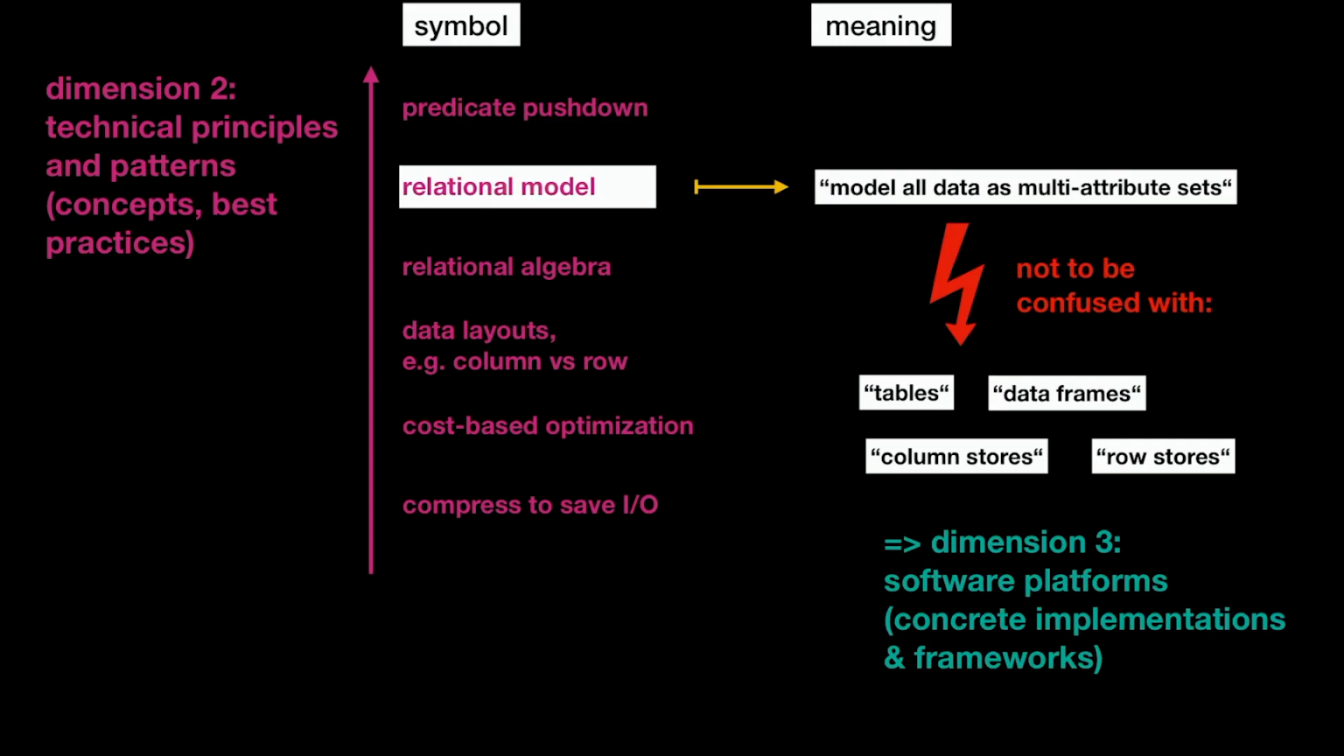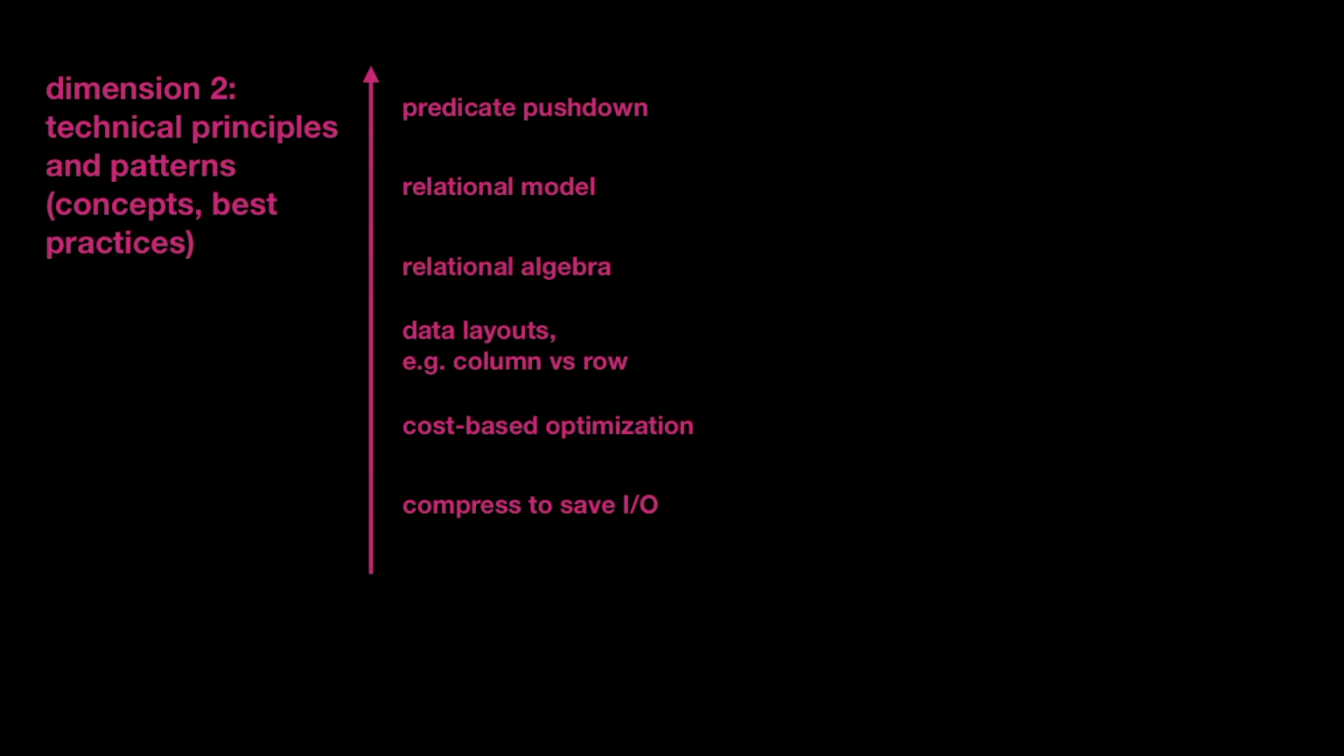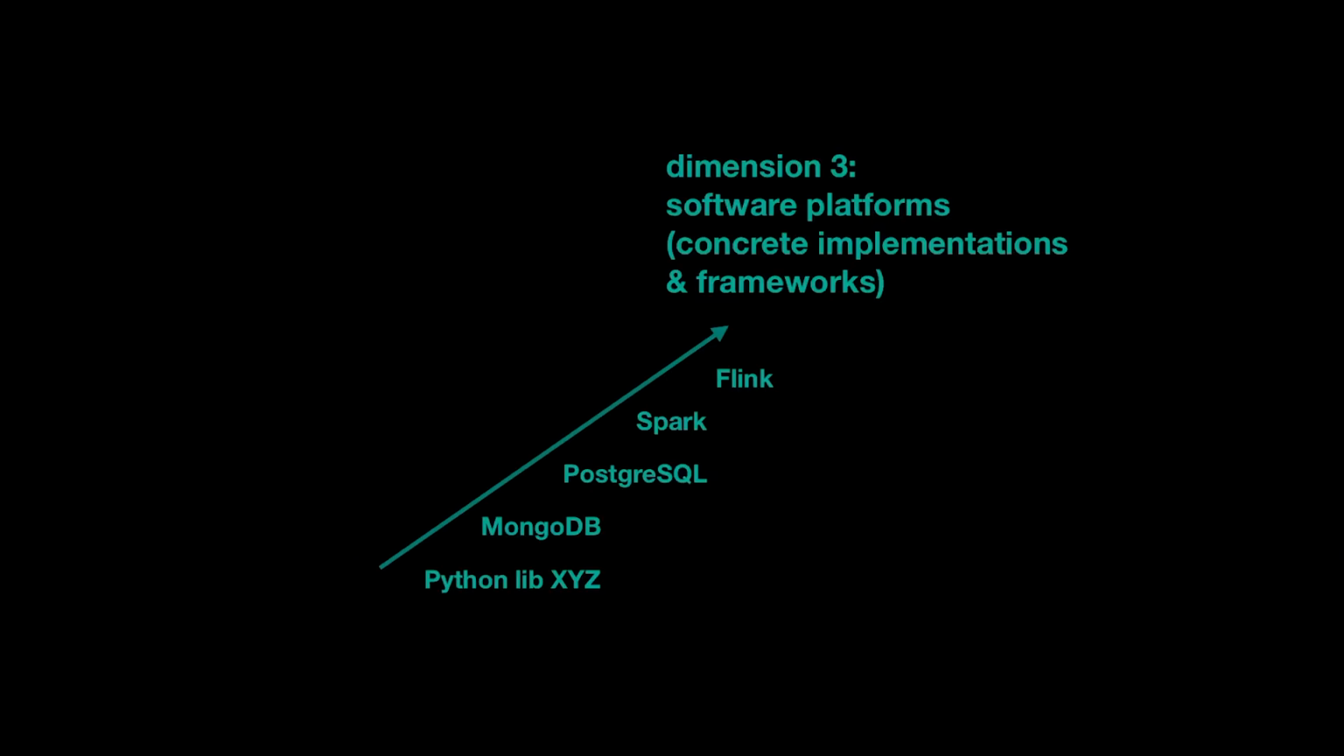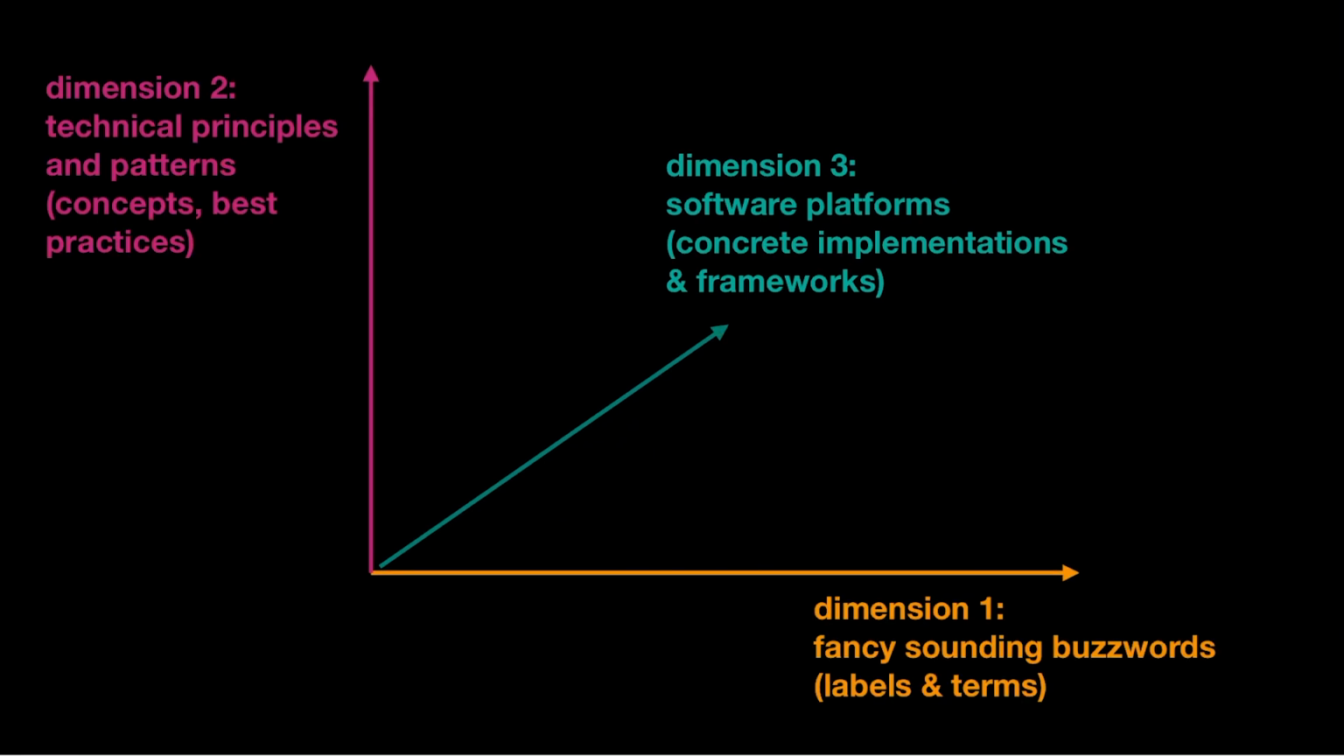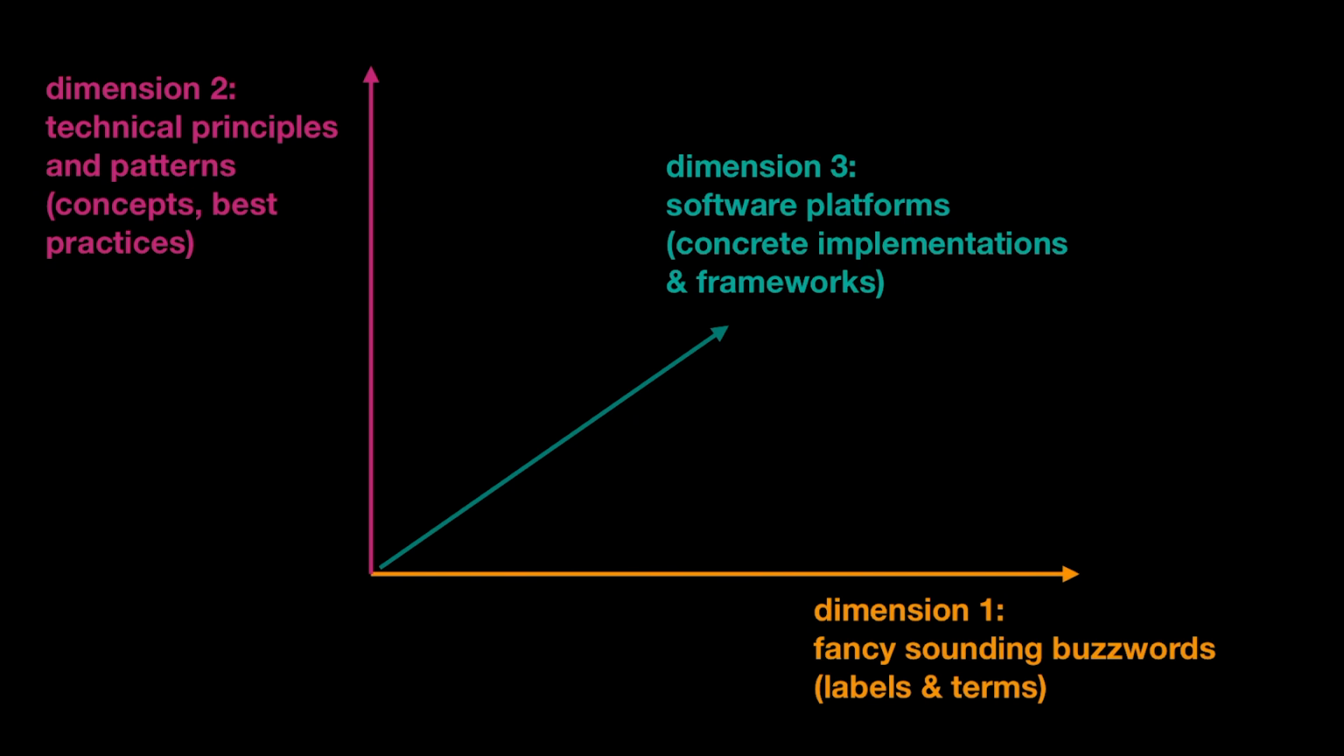Maybe I can skip over a couple of slides here. There's a third dimension, that's software platforms or concrete implementations of frameworks. For instance, PostgreSQL is a concrete database management system. Spark is a concrete implementation of relational algebras, such as Flink. MongoDB is one implementation, one specific technique you can download and use, of a key value store, and so forth. So these are concrete software platforms. And then you have this three-dimensional space.